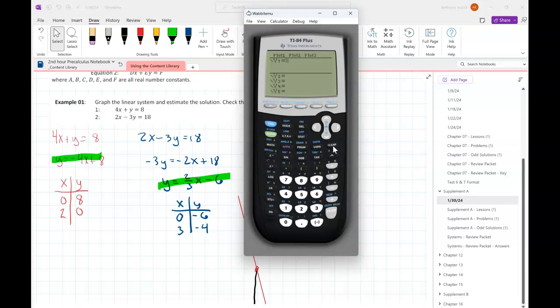So after turning my calculator on, I press the y equals button. That's in the upper left-hand top corner. Upper top, right? That makes sense, Mr. Kulik. You know what? Don't judge me, okay?